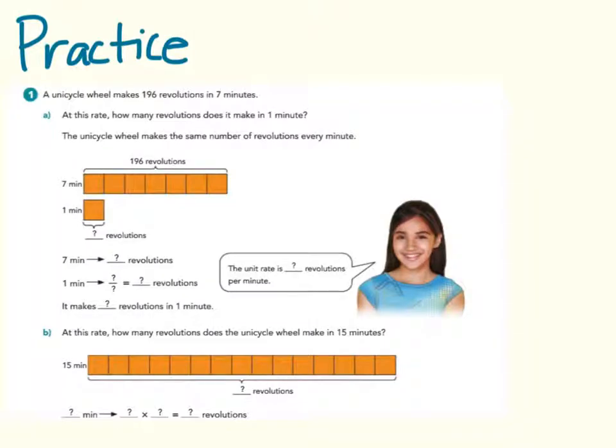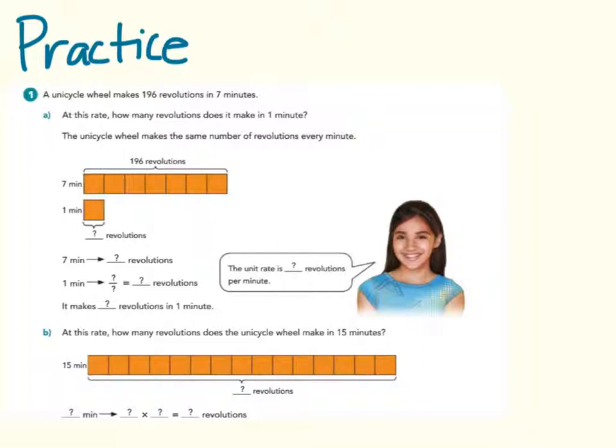Now please try one of these problems on your own. This problem is set up to walk you through each individual step. So a unicycle wheel makes 196 revolutions in 7 minutes. At this rate, how many revolutions does it make in 1 minute?